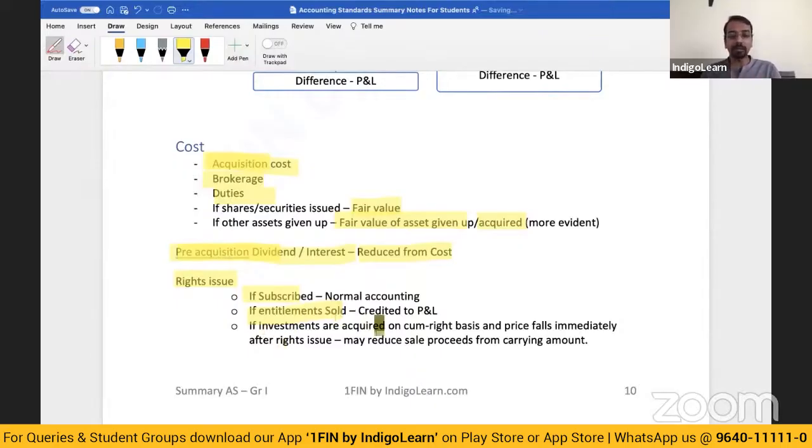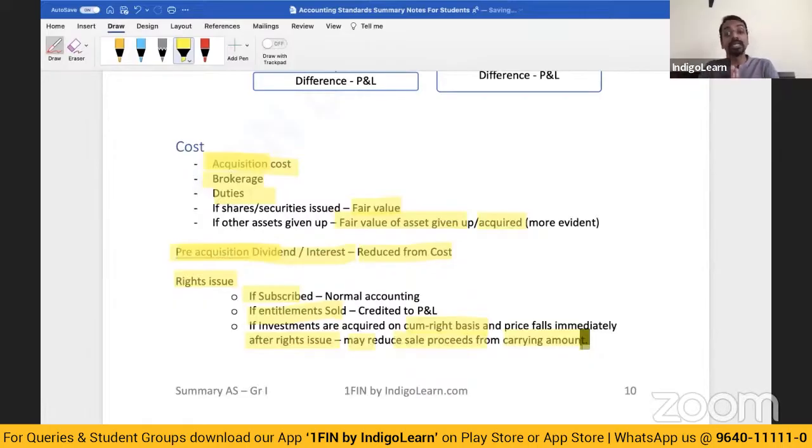And if investments are acquired on cum right basis, so you purchase some investments on cum right basis, right? And the price falls after the rights issue. So I bought on a cum right basis, and the rights issue happened, and after the rights issue it falls down. In that case, you may reduce the sale proceeds from the carrying amount, because the price has fallen because of the rights issue, and I have purchased the shares on a cum right basis.